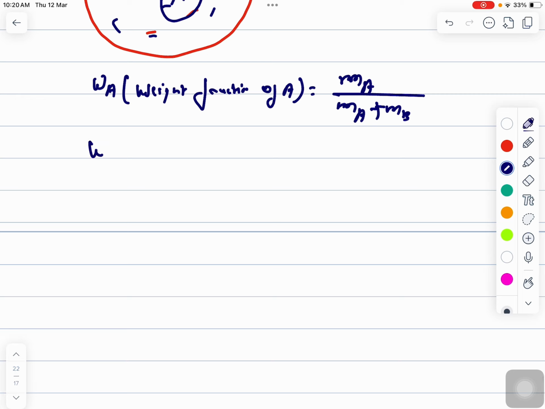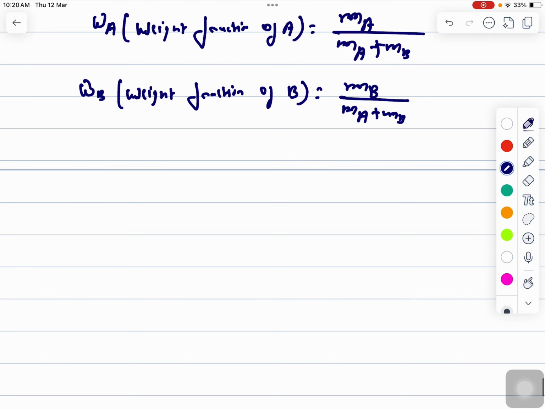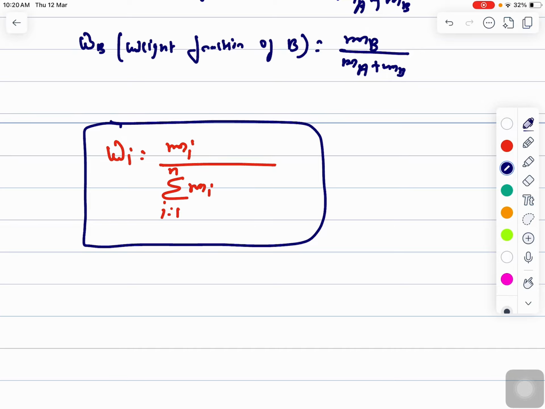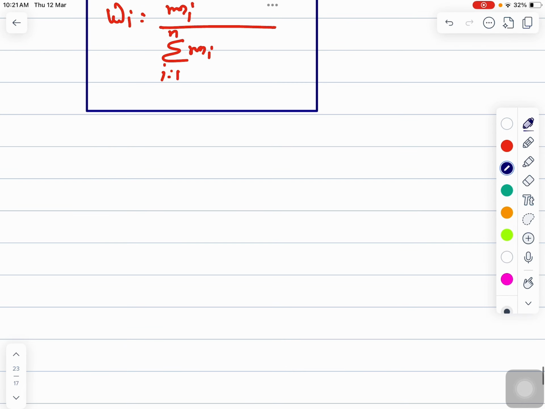Is that clear? If I want to write a small Wb, that is your weight fraction of B, I can say that Mb divided by Ma plus Mb. Is that clear? So the meaning of these things is, if I want to calculate the weight fraction of any component in a multi-component mixture, I can say the mass of that particular substance divided by the summation of i equals 1 to n of Mi. Is that clear? Okay. So this was in terms of mass fraction, right?